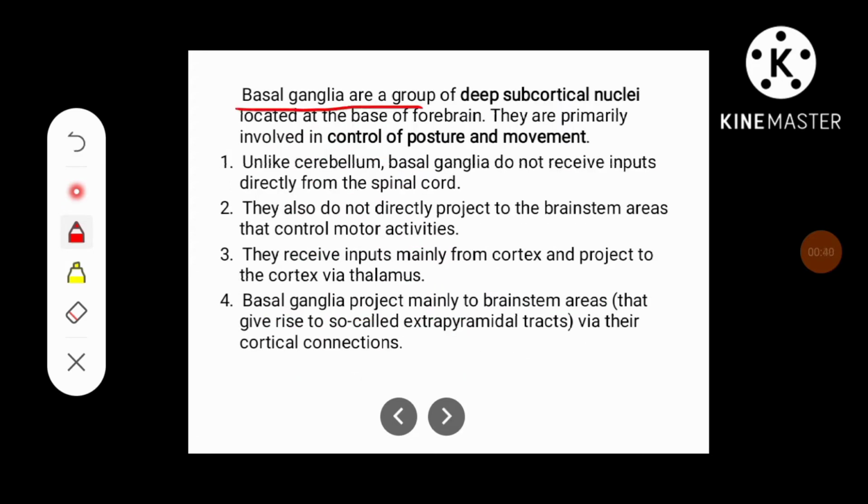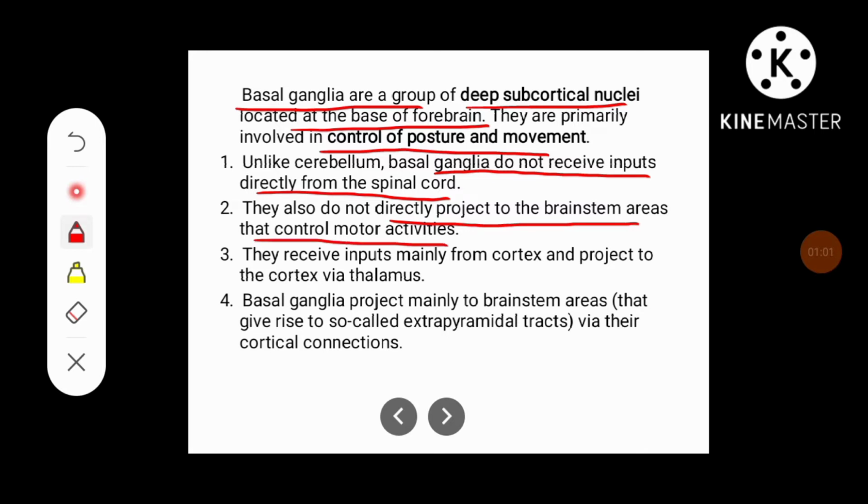Basal ganglia are a group of deep subcortical nuclei located at the base of the forebrain. They are primarily involved in control of posture and movement. Unlike the cerebellum, basal ganglia do not receive inputs directly from the spinal cord. They also do not directly project to the brainstem areas that control motor activities. They receive inputs mainly from the cortex and project to the cortex via the thalamus.